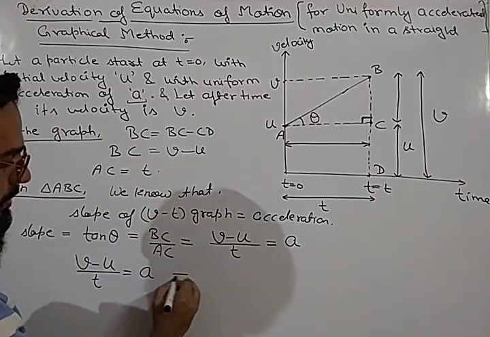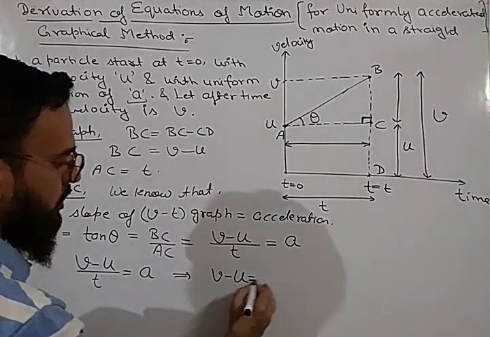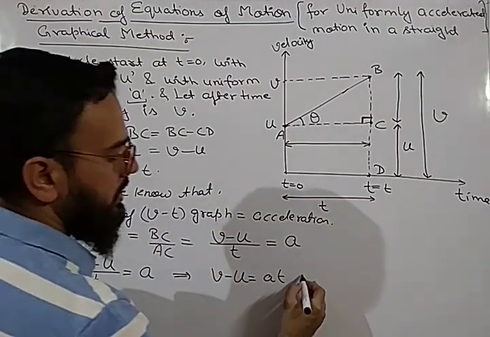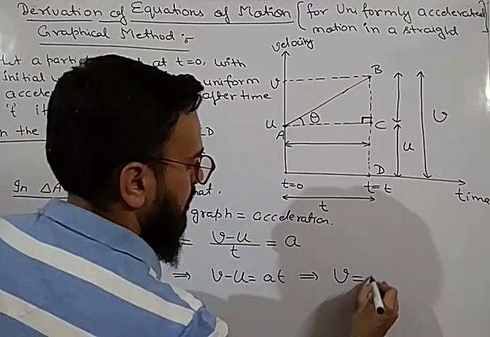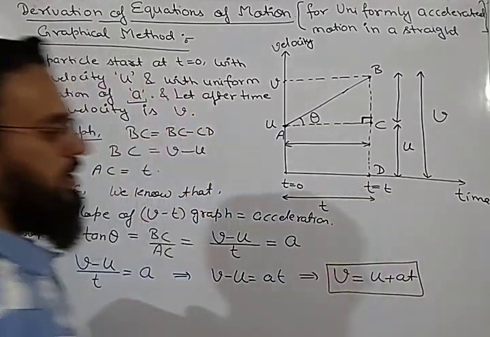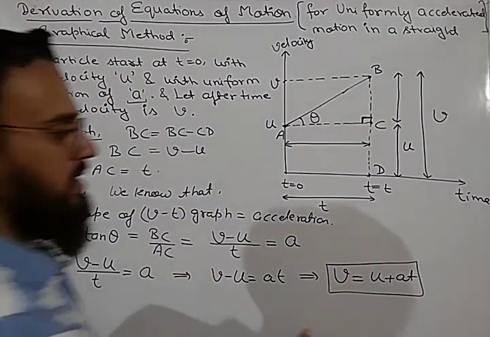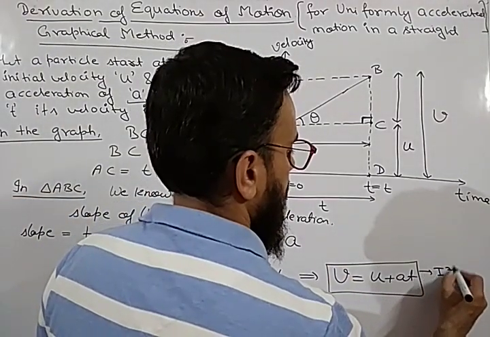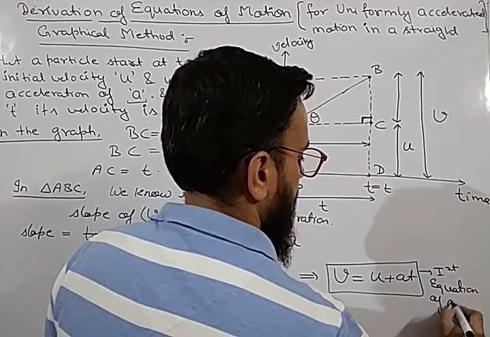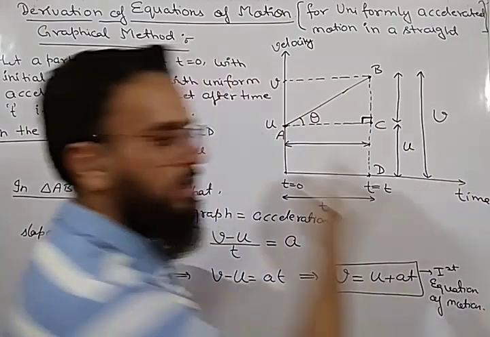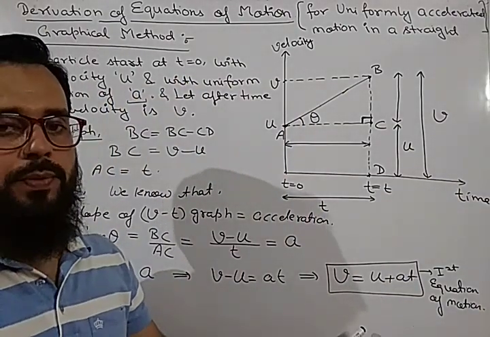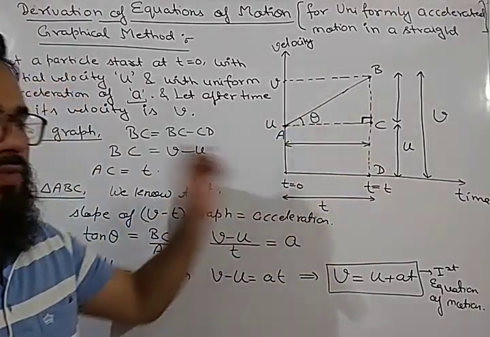Now if we cross multiply, so we will get V minus U is equal to AT. Or if you take this U to the right hand side, then we will get an equation V is equal to U plus AT. V is equal to U plus AT, and this is our first equation of motion, which I have told earlier in the starting of the video. So this equation comes out in this way.